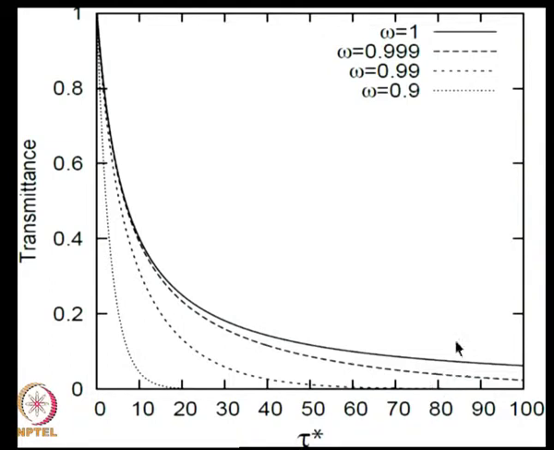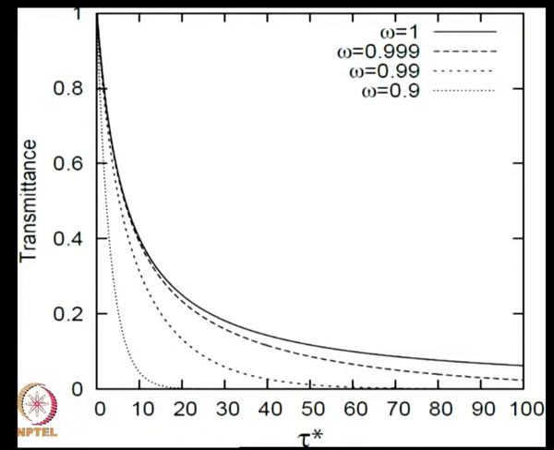Whatever the single scattering albedo, ultimately your transmission is very small, because again, if the optical depth is large, the photon gets many opportunities to be absorbed within the medium. And so, as the optical depth increases, you are going to find that the transmittance goes down, irrespective of the value of the single scattering albedo.